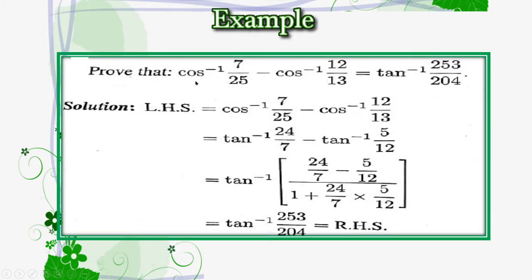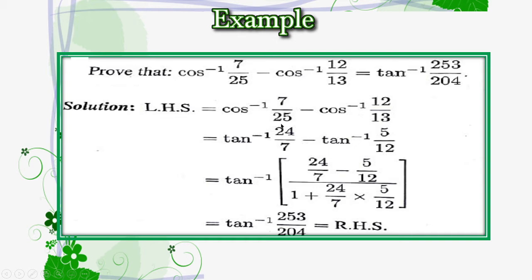One more example: cos inverse 7 by 25 minus cos inverse 12 by 13 is equal to this thing. We have to prove something in tan. So let's try to write everything in tan on the left hand side. This is one of the triangles. 7 and 25 means 7 is the base and 25 is the hypotenuse.